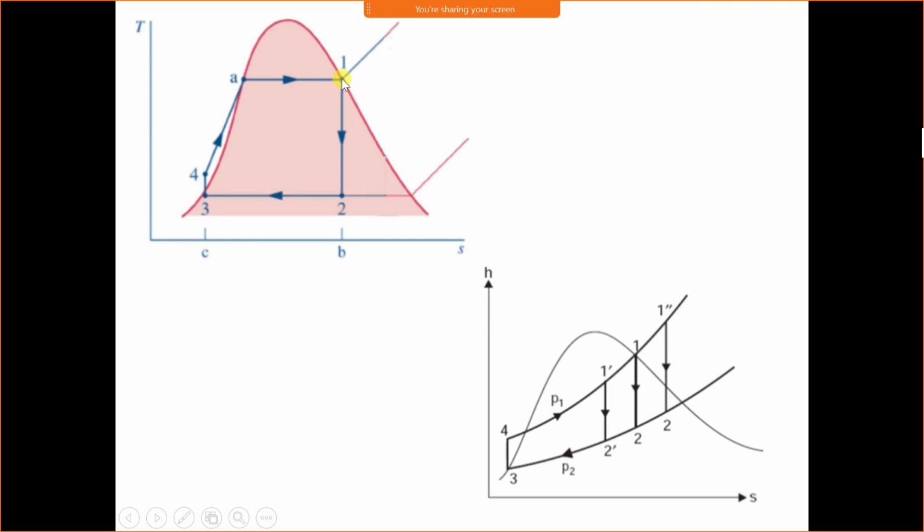In the turbine, isentropic expansion of steam takes place. During isentropic expansion, entropy remains constant. Therefore, you can see here on the entropy line, points 1 and 2 are on the same line, B. Therefore, process 1 to 2 is isentropic expansion in a turbine.